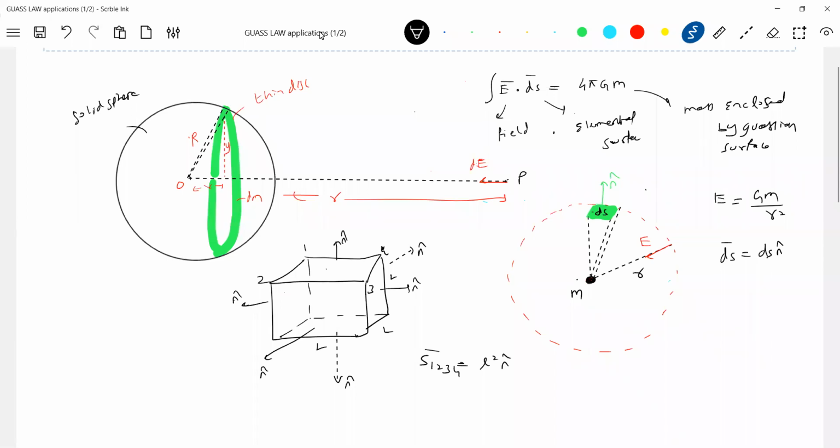Sir, you said earlier area, volume are scalars. Here we are defining them mathematically. I know ds is area. By multiplying by the unit vector, I am making it an area vector. E bar dot ds is equal to what? 4 pi Gm. And what is m? The mass enclosed. And what is this? This is a Gaussian surface.